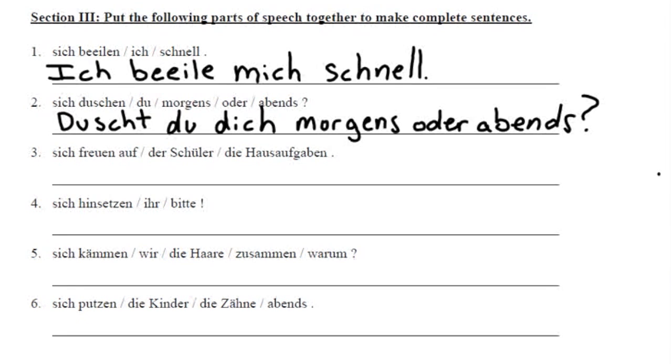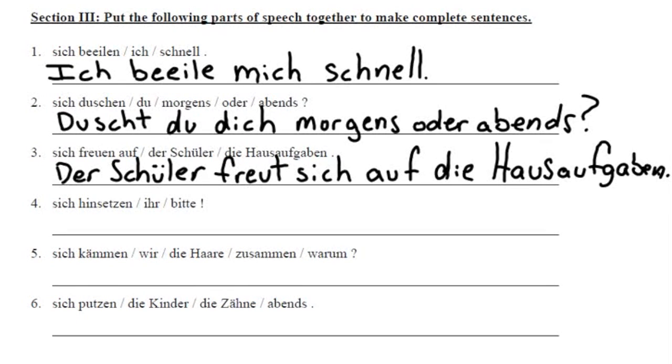The next one we were back to having a statement, so we start with our subject here, der Schüler, the student. Now we have to have a conjugated form of freuen, which is freut. Then the reflexive pronoun, sich, followed by our prepositional phrase, auf die Hausaufgaben. The student is looking forward to the homework. Der Schüler freut sich auf die Hausaufgaben.